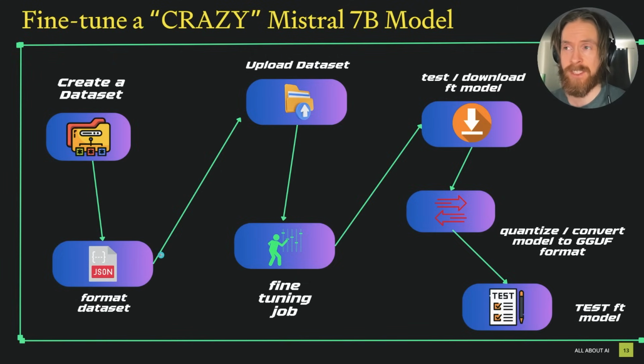Then we're going to take that JSON-L and upload it to the Together AI platform. Then we can just fire up our fine-tuning job. When that's completed, we can download the fine-tuned model, and then we can actually quantize it or convert it into a GGUF format. So we can actually use it in like llama.cpp, or Ollama or LM Studio. And finally, we're going to test the model and see how well it works.